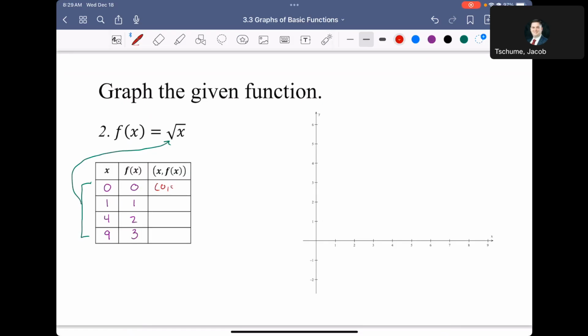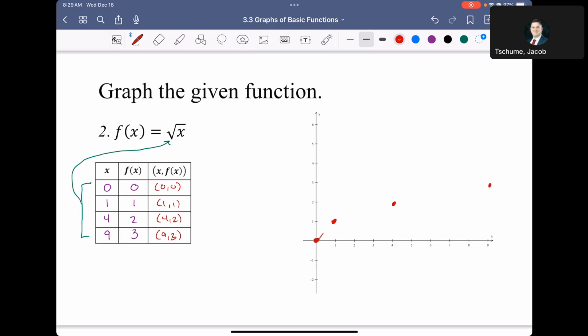Once again, this creates points that you're going to be able to plot on your graph over here to the right. If I plot all 4 of those points, you would have 0, 0, and 1, 1. You may at this point think it's going to be a line, but when you go to 4, 2, you'll notice that the graph starts to curve. And then 9, 3 is up here.